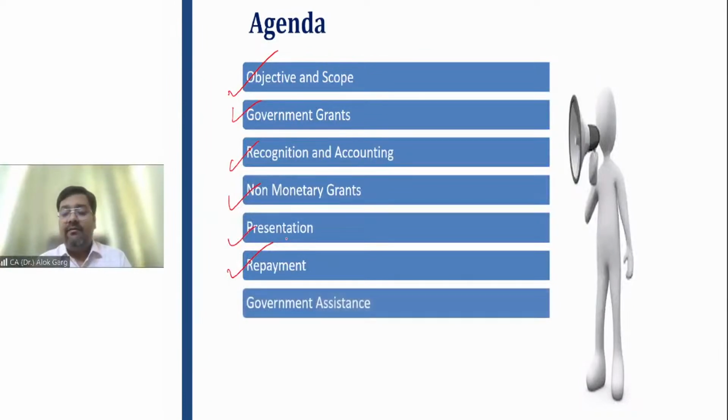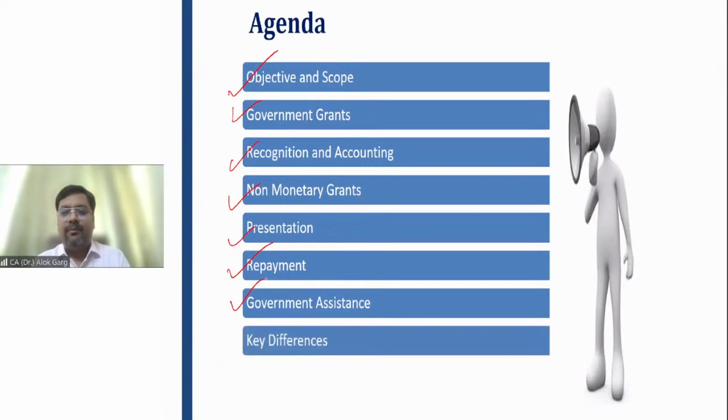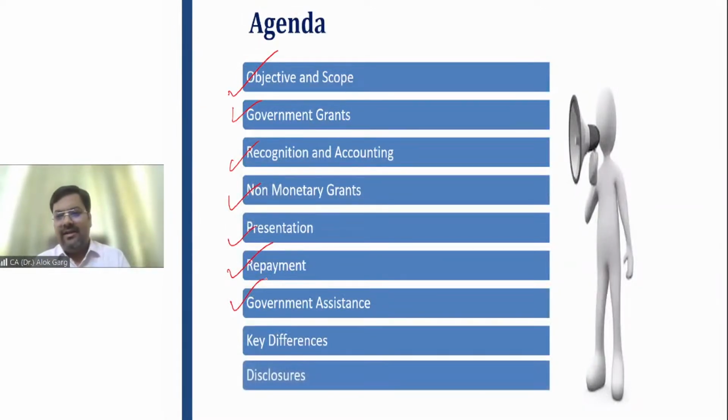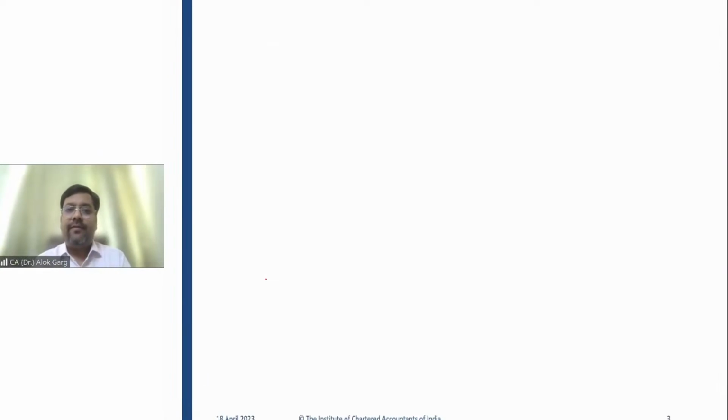Then we will be talking about government assistance, because this standard takes care of accounting for government grants and disclosure of government assistance as well. Then quickly we'll touch upon the key differences between Accounting Standard 12 and Ind AS 20, right? And there are disclosures which are given in the standard, not relevant from the examination perspective. Okay. Friends, if I talk about the structure of the standard, again, let me repeat, AS 12.